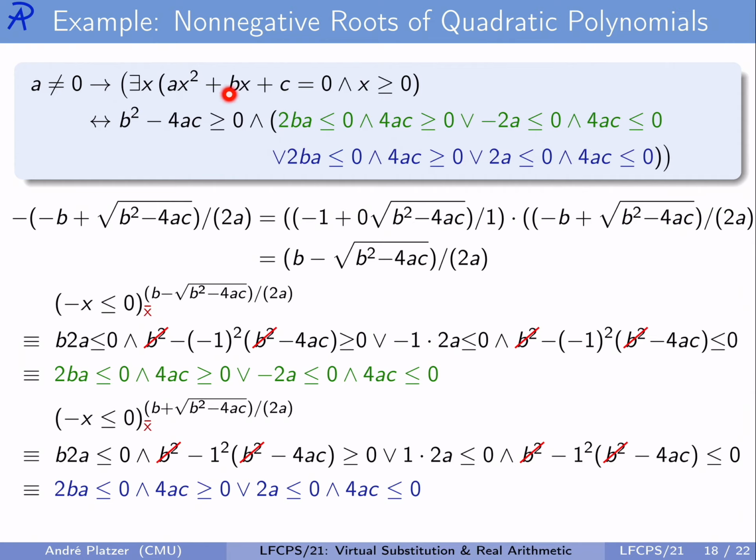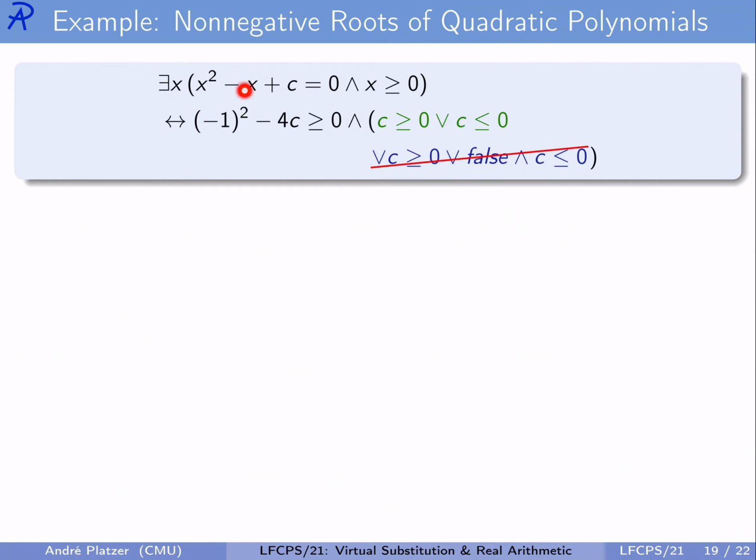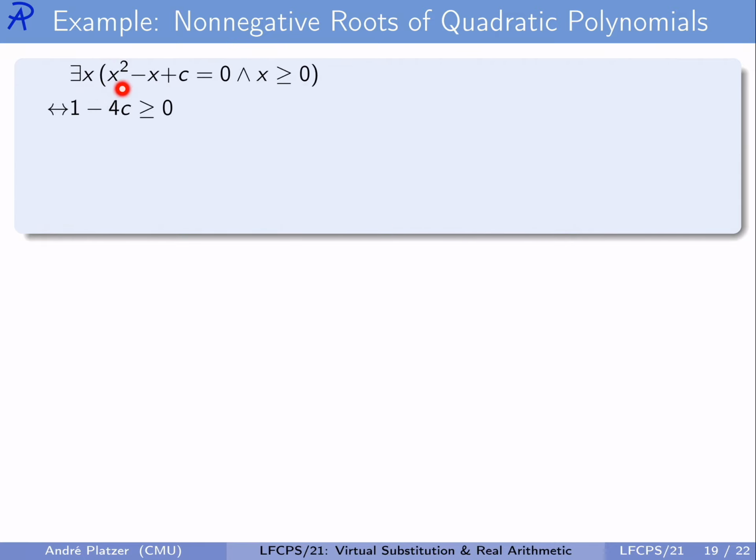remember, b squared. If we choose -1 for b and 1 for a and leave the c symbolic, then we have here (-1) squared minus 4 times 1 times c, and the rest simplifies like that, and there's some redundancy in it. So the only remaining thing is this condition, and of course c greater than or equal to 0 or c less than or equal to 0 or some other stuff is all equivalent and just true. So there is an x such that x squared minus x plus c equals 0 and x is greater than or equal to 0. In other words, x squared minus x plus c has a non-negative root if and only if 1 minus 4c is greater than or equal to 0. That's what we did last time already, just in this particular concrete instance.